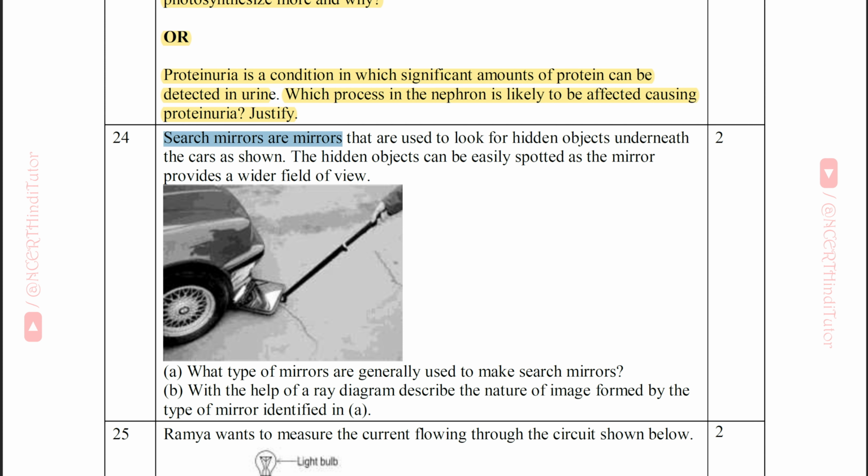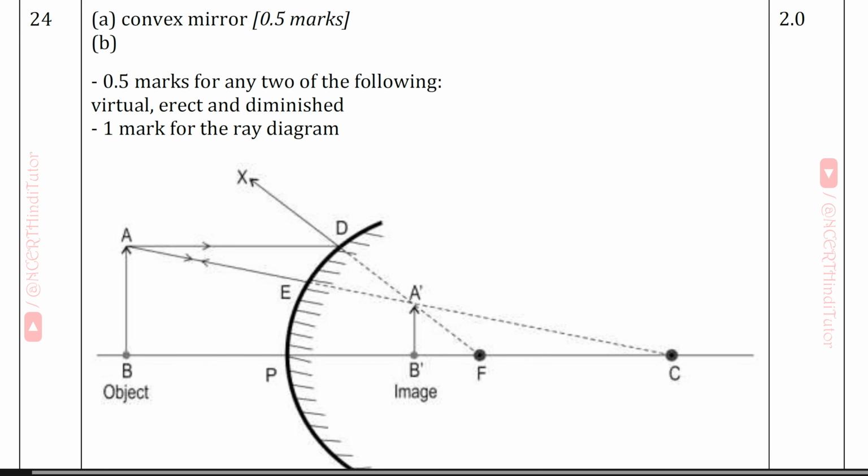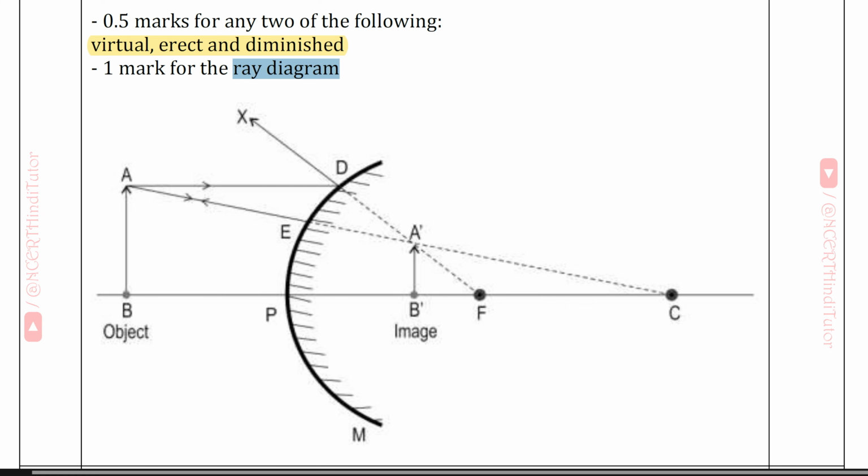Search mirrors are mirrors that are used to look for hidden objects underneath the car as shown. The hidden objects can be easily spotted as the mirror provides a wide field of view. This is the figure. A. What type of mirrors are generally used to make search mirrors? B. With the help of a ray diagram, describe the nature of image formed by the type of mirror identified in A. Answer: A. Convex mirror. B. Virtual, erect and diminished. Given below is the ray diagram.